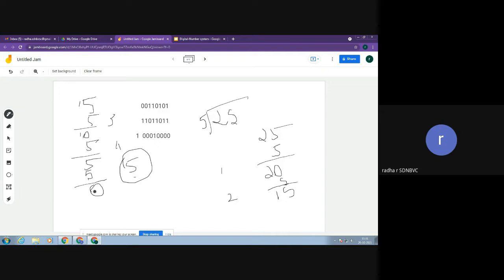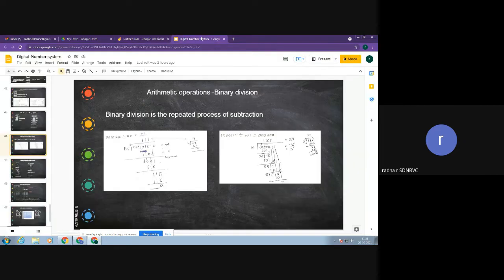If any remainder comes, you give the remainder. So 5 point something like that. So 5 is the answer. When you divide 25 by 5, you have the value 5 times. So what we have done is continuous repeated subtraction of this number by this number. The same thing we can do in our binary division also.